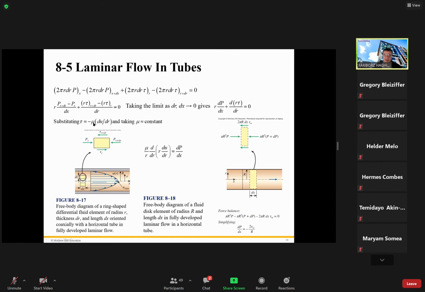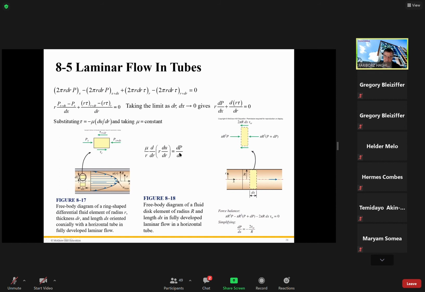We simplify, and we know the definition of shear stress, and we assume it's Newtonian. Therefore, we can apply tau is equal to minus mu du/dr. And from this we also find another expression by replacing tau as a function of the velocity. Therefore, we take this expression from the simple force balance, we replace this one, and now I have an expression that gives me velocity as a function of r and pressure.